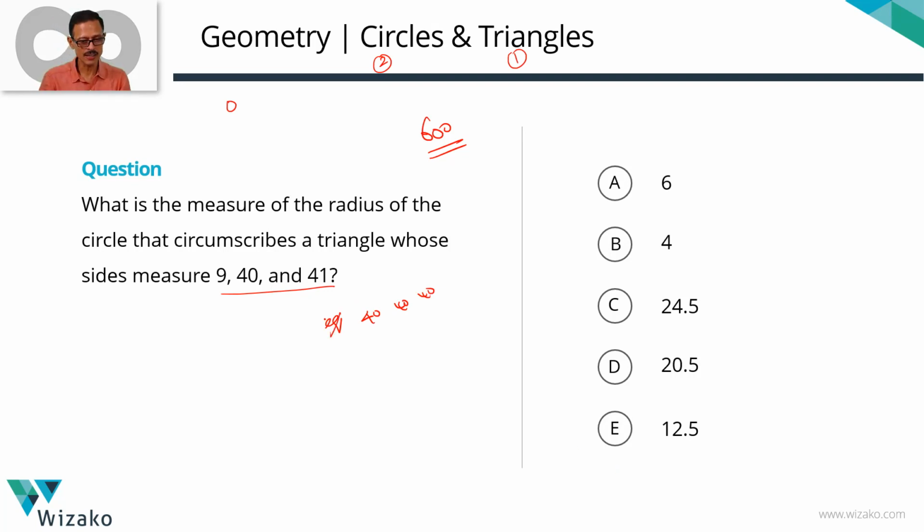This is not an equilateral triangle. This is not an isosceles triangle. Two sides should be equal. Had it been 40, 40, 41, we would have said it's an isosceles triangle. It's not that either. All sides are different. So it's a scalene triangle. So what is special about a scalene triangle? Probably the only thing that can be special is, could this triangle be a right triangle?